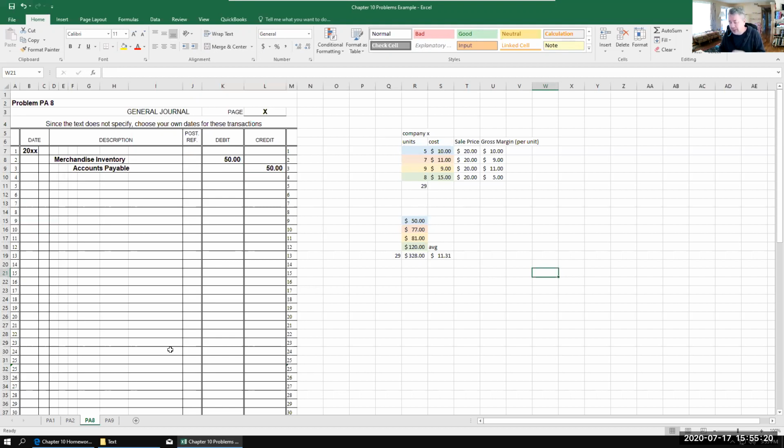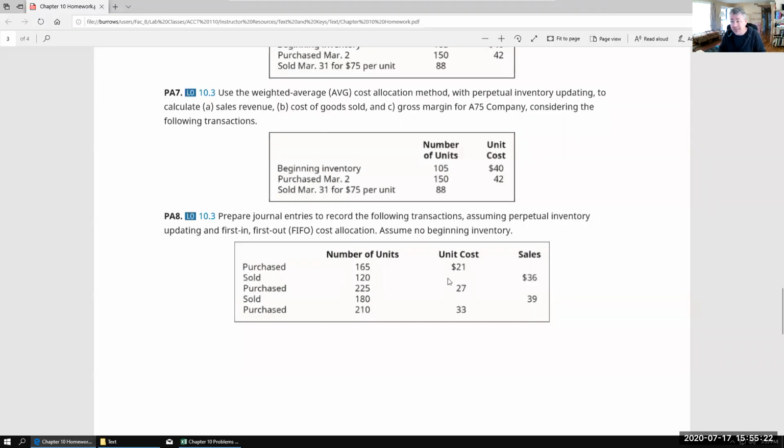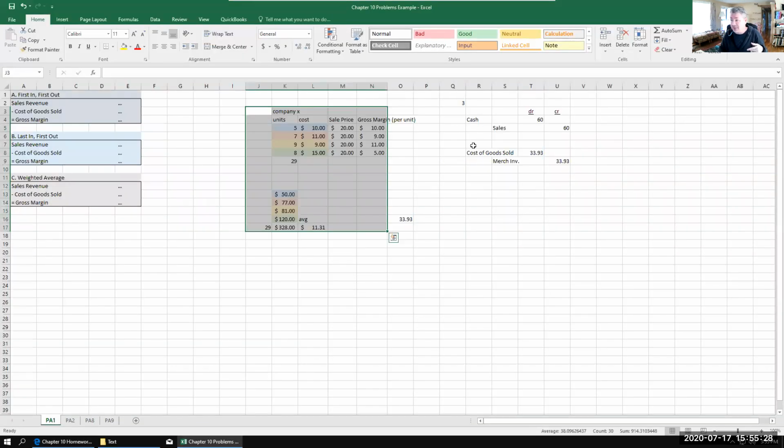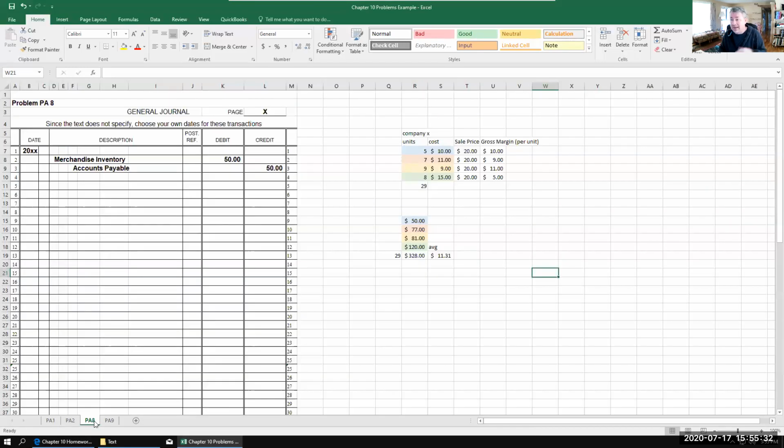But we also have, in the next problem, some sales as well. And that's where those are going to look like these. So you're going to have cash and sales, and you're going to have cost of goods sold and merchandise inventory. Now, you don't have to do a lot of different calculations in this one because it tells us up front that we're doing first in, first out. We don't have to calculate it for FIFO, then LIFO, then weighted average. We're just using FIFO.